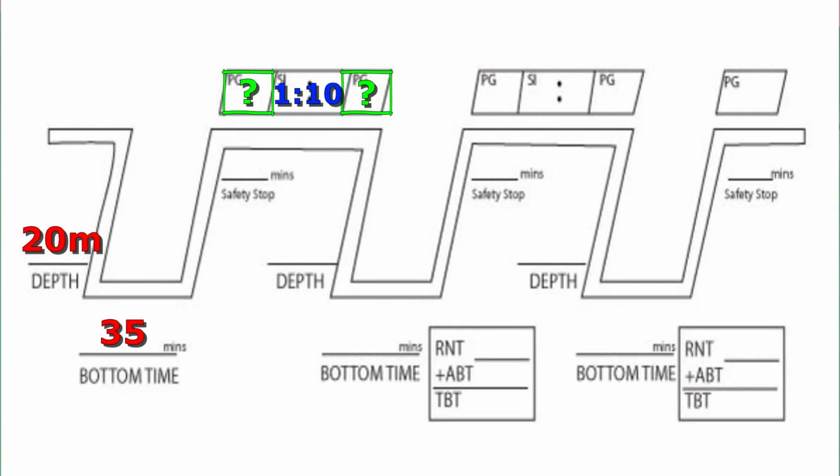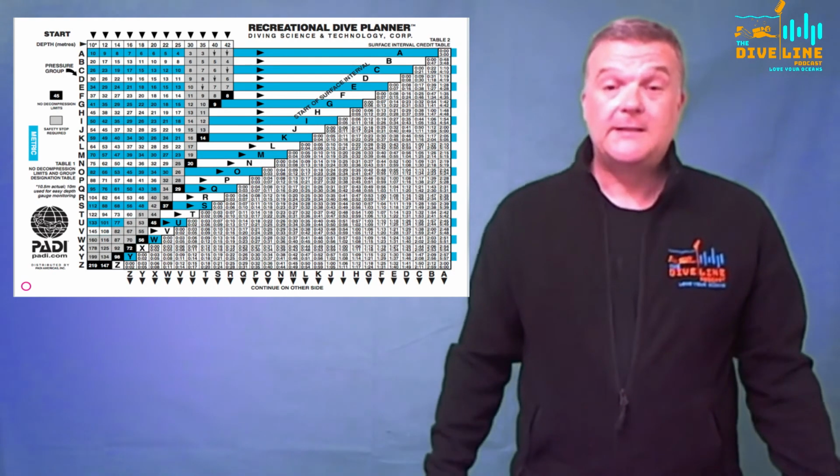Dive number 2, we're going to dive to a depth of 16 meters for 30 minutes. So here we need to add the residual nitrogen to the actual dive time to get our total dive time. Total dive time is... So at the end of dive 2, our pressure group is... Good luck with that question. It's a fairly simple, straightforward dive plan, and I'll give you the answers to these pressure groups at the end of this video.